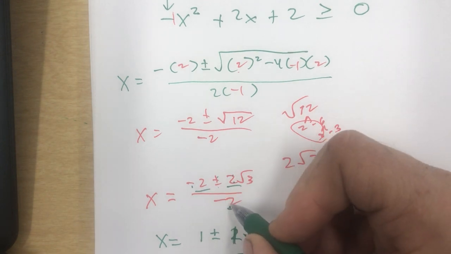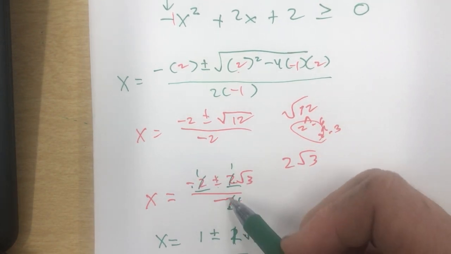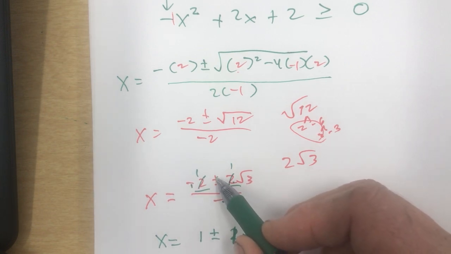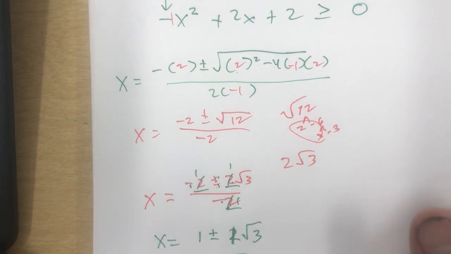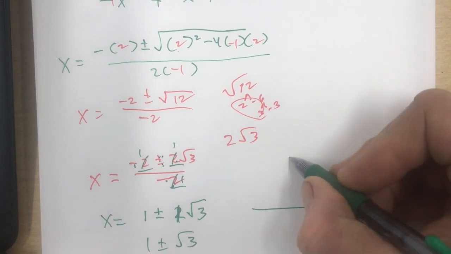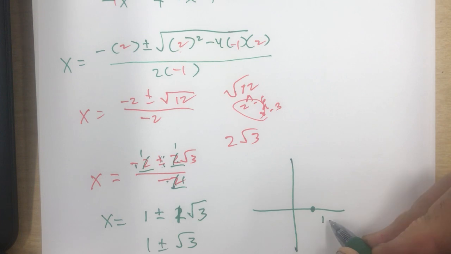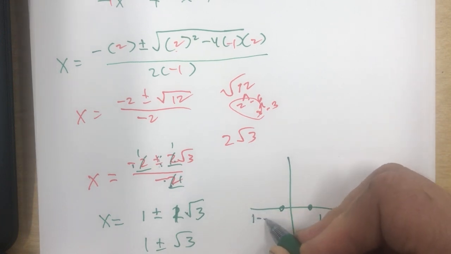So basically what happens here, dividing by 2 gives 1, 1, and 1. But the negative down here turns that to a positive, and it turns the plus or minus into a minus or plus, which is the same thing. So it should be 1 plus or minus radical 3, which is what we have over here now. Right here 1 plus radical 3, and over here 1 minus radical 3.